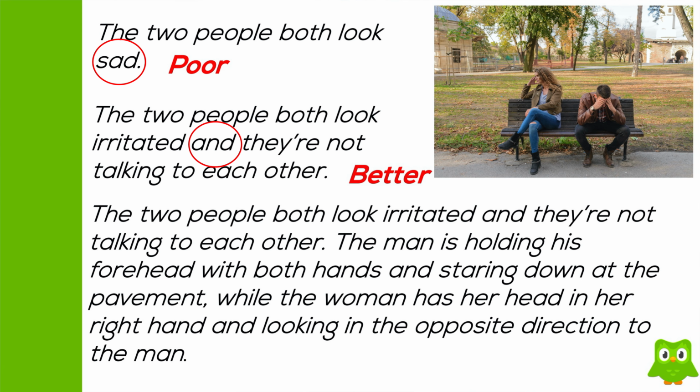The man is holding his forehead with both hands and staring down at the pavement, while the woman has her head in her right hand and looking in the opposite direction to the man. Of course, this is a much better answer than the previous two. It goes into a lot more detail and is very descriptive about the actions that are taking place. So it definitely adds more detail to the most important elements of the picture, which is the two people.